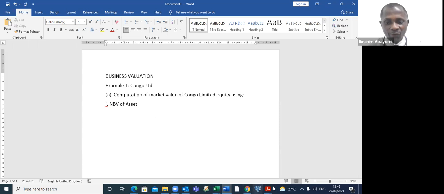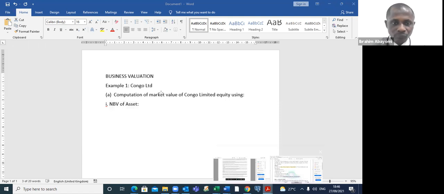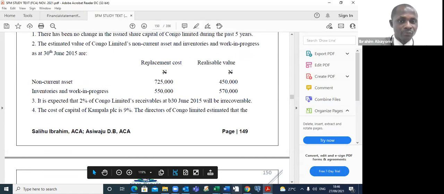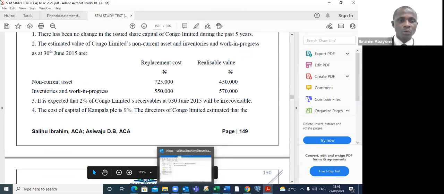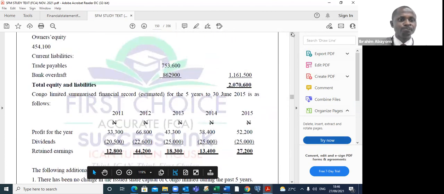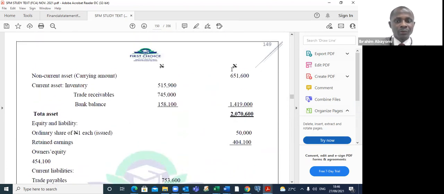I'll just go to my statement of financial position, because you can't say I should use net book value and then ask where I will get it. Net book value is always in the statement of financial position. I'll go there straight. Let's go and sort our net book value. So we have a statement of financial position. So this is the total. Look at it: non-current assets, inventories, receivables, and bank balances. You add all this together.